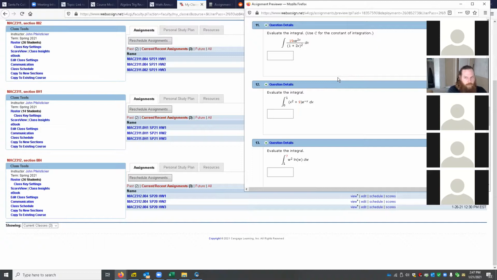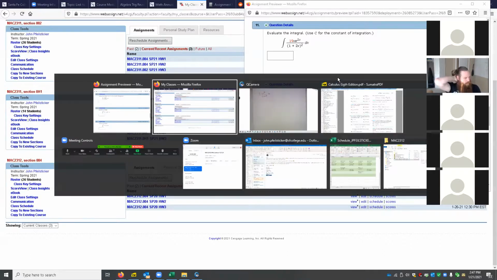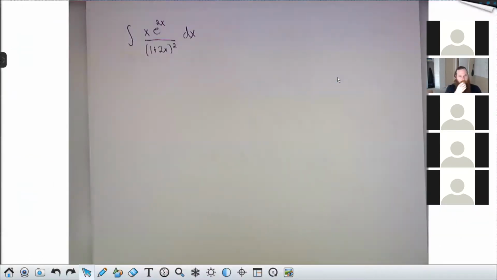So if it's all right with you, I'm going to ignore the 19. I'm just going to look at x e to the 2x over 1 plus 2x quantity squared dx. All right.